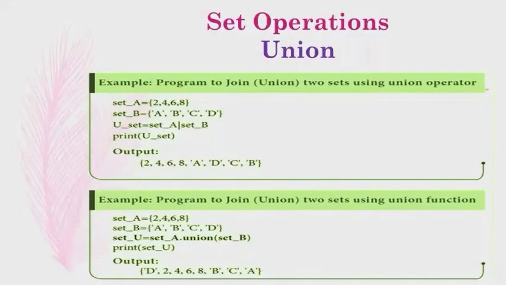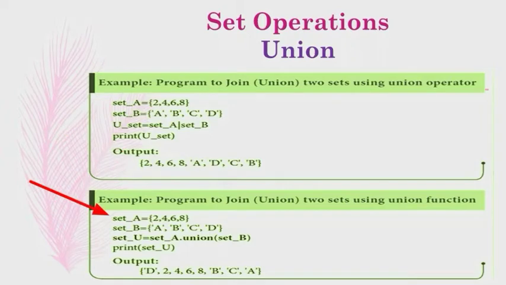See the first example. Program to join two sets using the union operator. Set A is equal to 2, 4, 6, 8 and set B is equal to A, B, C, D. The next variable, U set, is equal to set A bar set B. This bar is called the union operator. When you print U set, all the elements will be printed on the output screen. What are the elements? 2, 4, 6, 8 in set A, and A, B, C, D in set B. All these elements will be printed on the output screen.